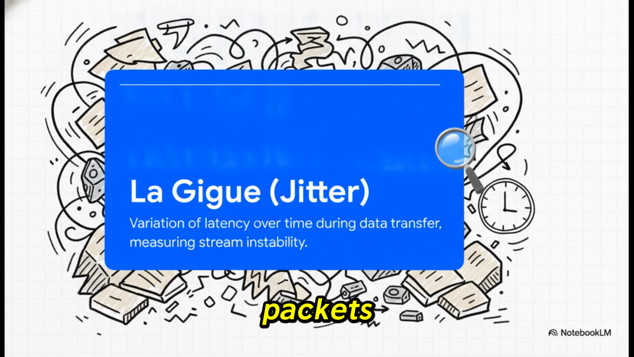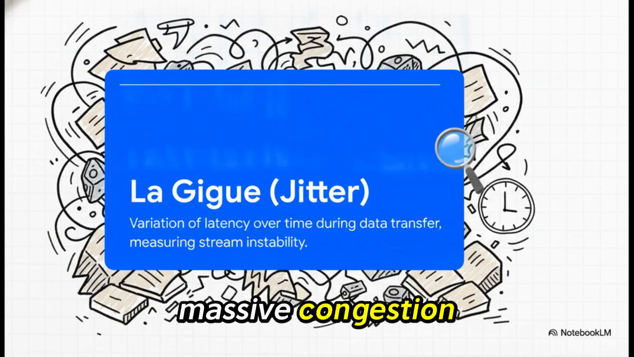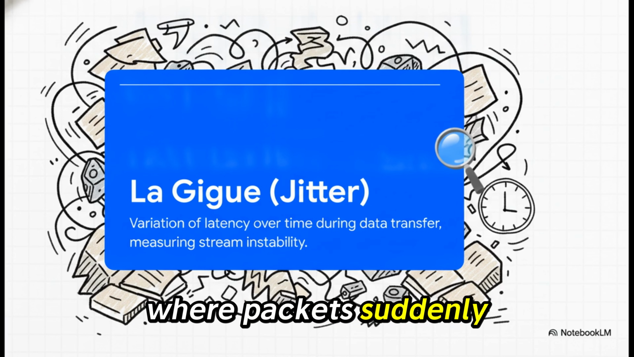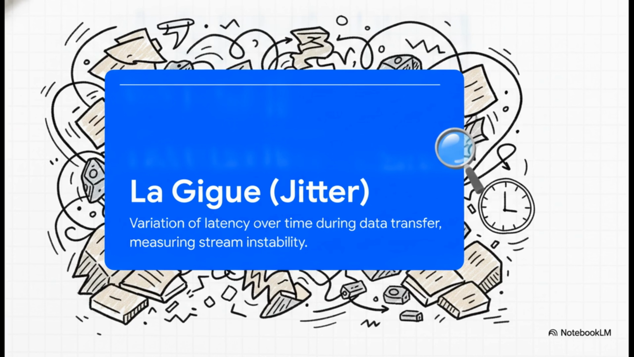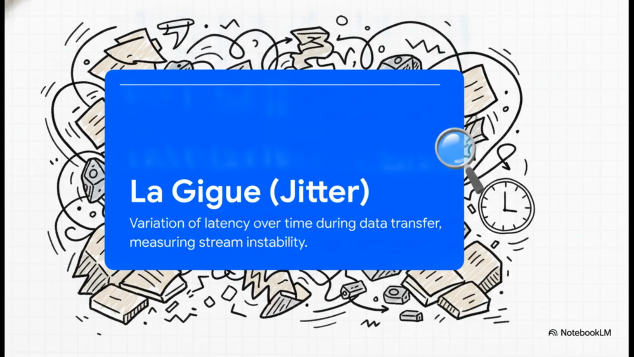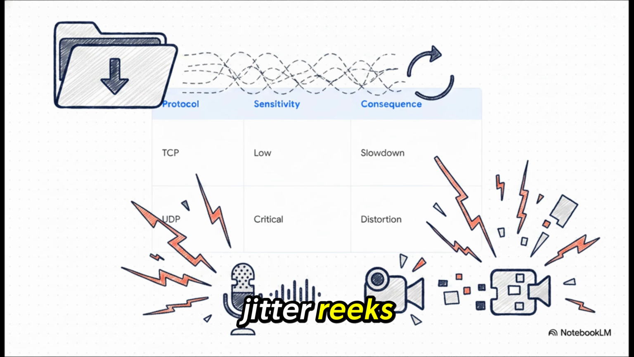Just imagine data packets piling up in router queues causing massive congestion. Or think about clock drift, where the sender and receiver completely fall out of sync. Or dynamic routing, where packets suddenly take entirely different physical paths. All of this creates a totally chaotic, highly unstable data stream. And let me tell you, this jitter wreaks absolute havoc depending on the protocol you're using.